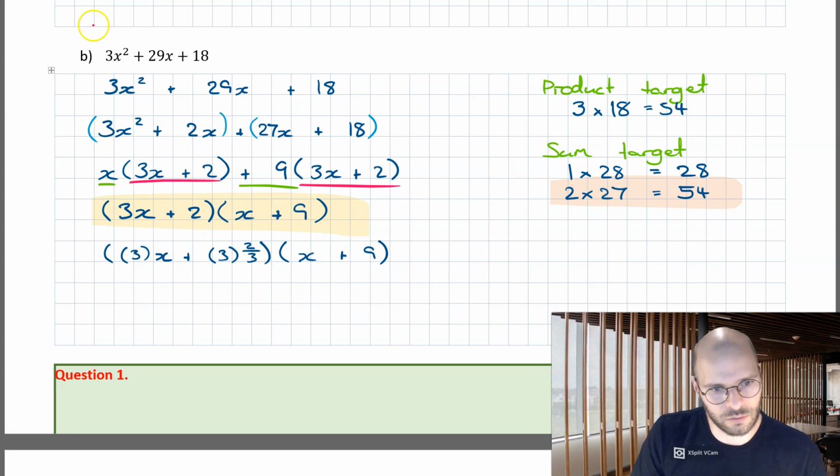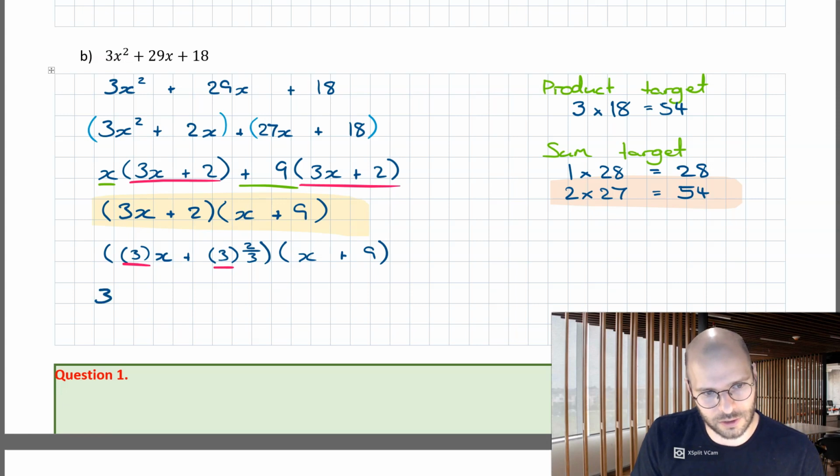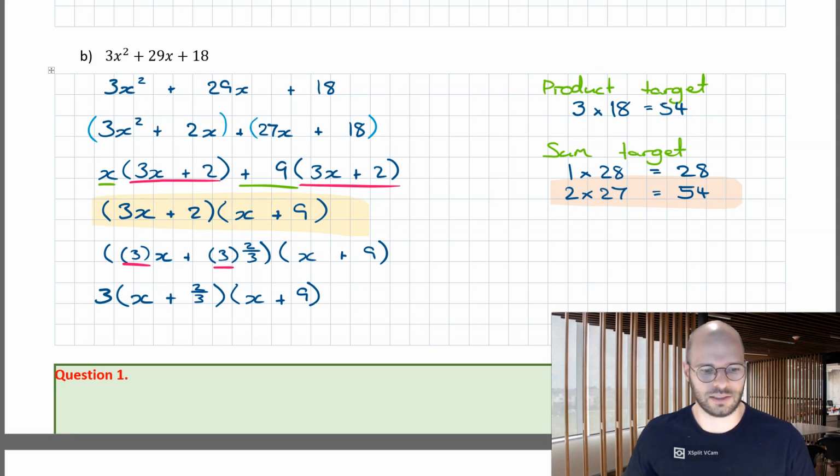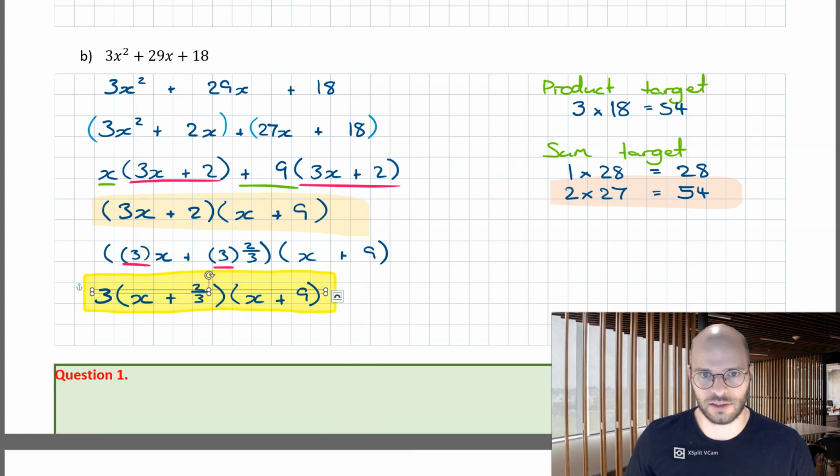And because of that, we have a common factor of 3, which we are allowed to factorize out. So therefore, we end up pulling out 3, we leave behind an x plus 2 over 3, and x plus 9. And that makes it easier when you're finding zeros in the future. So this over here is our most factorized form. It's not to say that the previous form was not factorized or not correct, it's just not the most factorized form. So just like that.